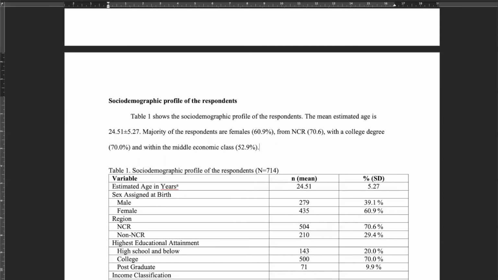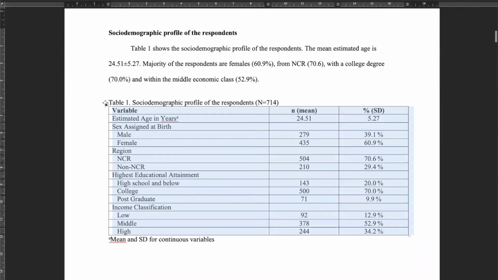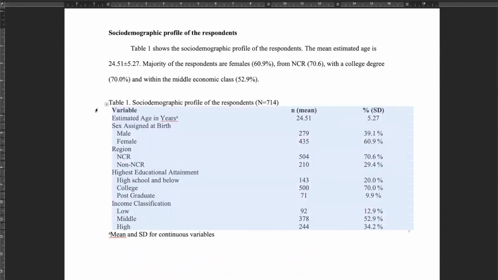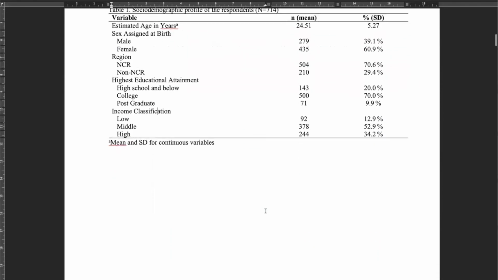So that's the textual explicitation, and then you follow with the table, and then you make it APA. So we make it APA. We remove all the vertical lines and the inside horizontal lines, and just maintain the ones that separate your column heads from the content. So that's how it looks for APA. Let's move to the next.